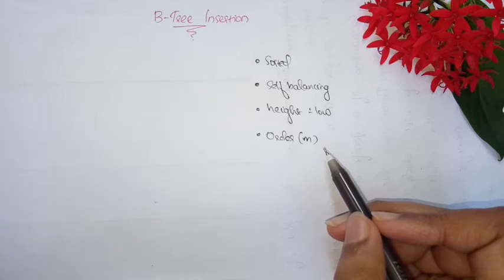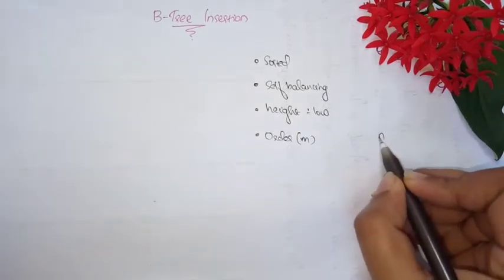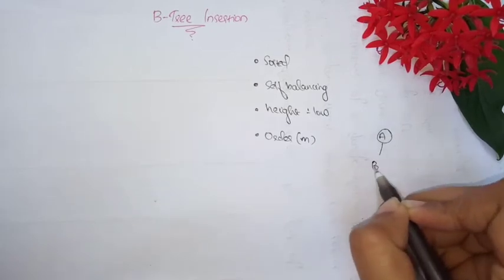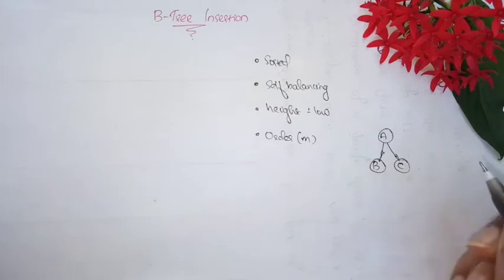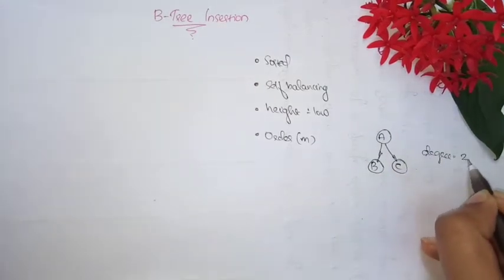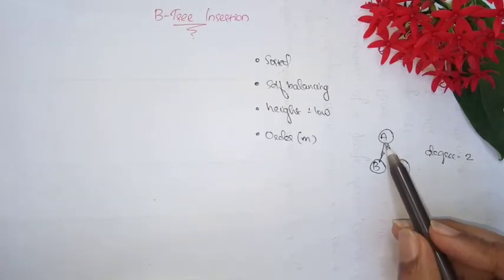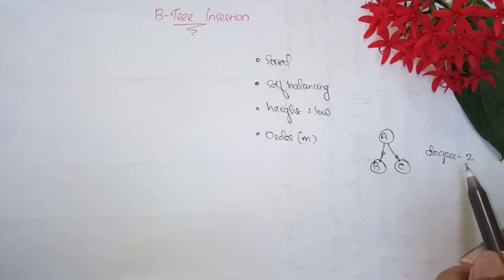Degree is actually the number of children a particular node has. That is, a node already has some children. Suppose we have a node like this, and if the node A has 2 children, then the degree of A is 2, because we know that A has 2 different children, so therefore the degree of A will be 2.